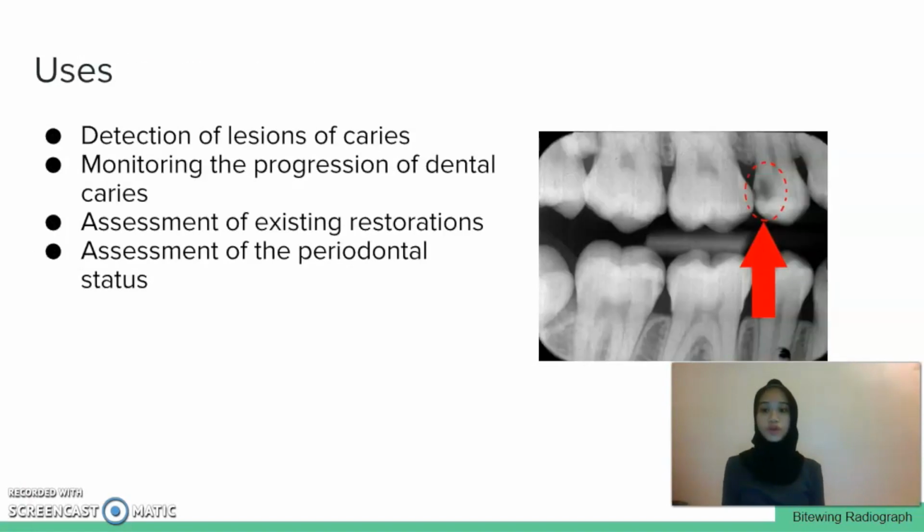Some of the uses of the bite-wing radiograph include detection of lesion of caries, monitoring the progression of dental caries, and also to assess existing restorations or the periodontal status. As you can see in the picture beside it, it shows a bite-wing radiograph which shows a caries lesion.